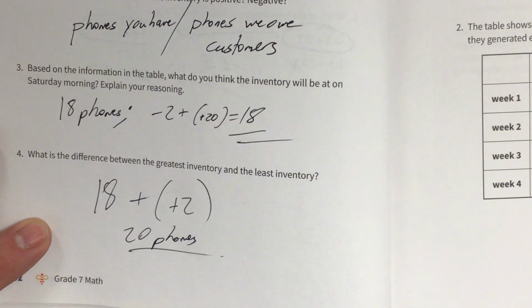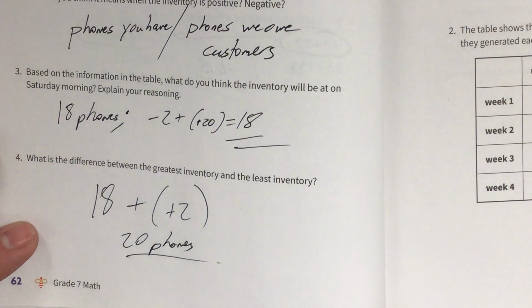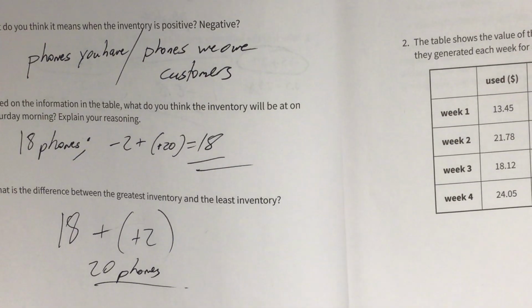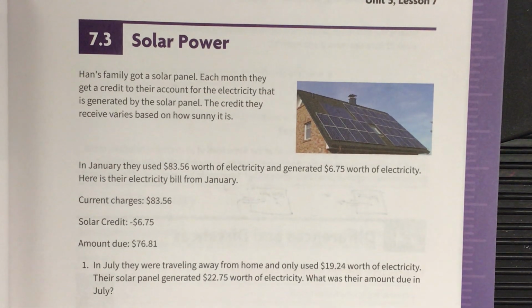So the difference between 18 and negative 2, you could think of that as temperature, elevation, bank account. 18 to owing $2 is 20. Phones in this case. Question 3, top of the next page, 63.